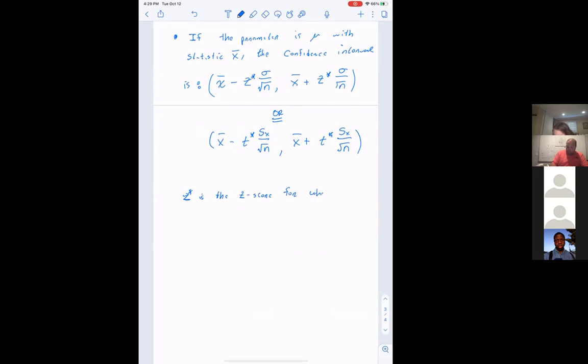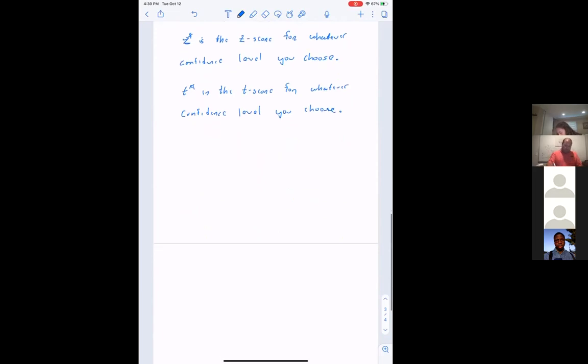So Z star is the Z score for whatever confidence level you choose. T star is the T score for whatever confidence level you choose. Now, did I really answer the question? Well, not really. I mean, yes and no. I explained what Z star is, but I really still haven't explained how to get it. So let me give an example for both of these so you see it in action.